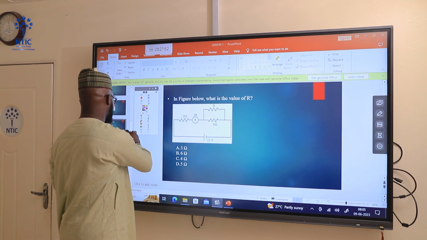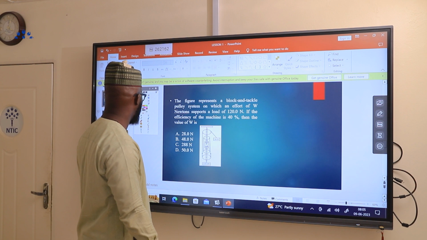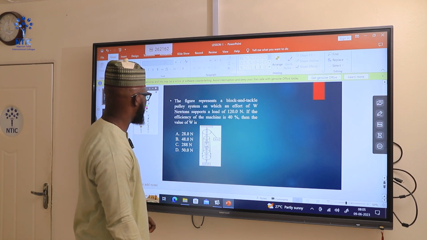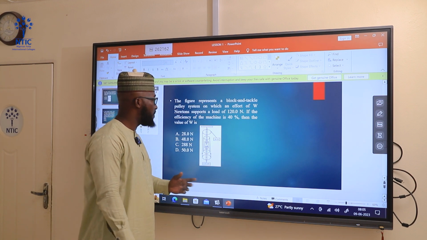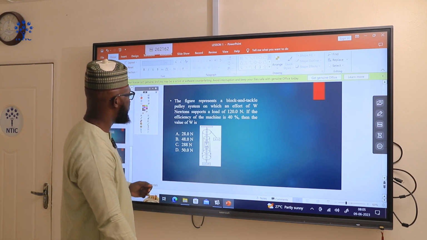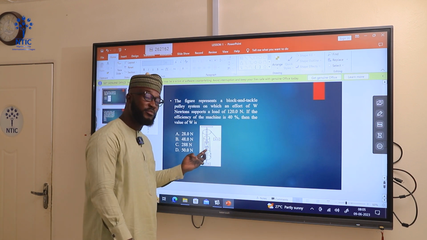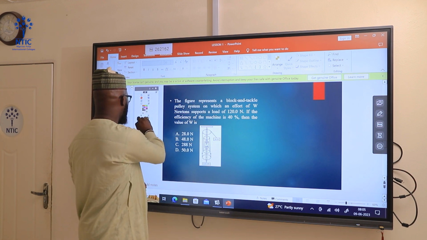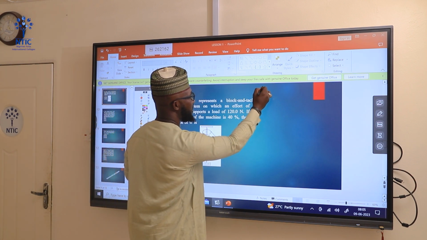So, without wasting much time, let's move on. Next question. We have a question on machines. So here we have a pulley system. Remember, when dealing with a pulley system, your VR, which is the velocity ratio, is simply the number of pulleys that you have. So basically here, we can bring out the data easily by saying data.